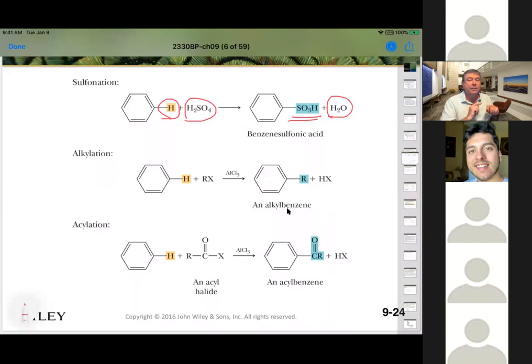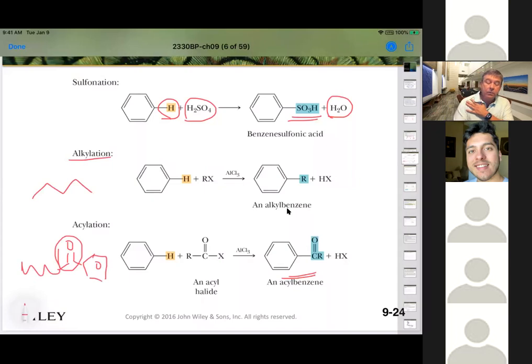Now, the next two reactions, we're going to add carbon-carbon bonds. Okay, so they're different. We call them alkylation and acylation. Okay, so alkylation, like the name says, we're going to put an alkyl group on there. In acylations, we're going to come up with getting a ketone directly on that benzene ring, and then whatever the other group here is. So, alkylation, we have an alkyl group. Acylation, we'll end up with a ketone, a phenyl ketone.